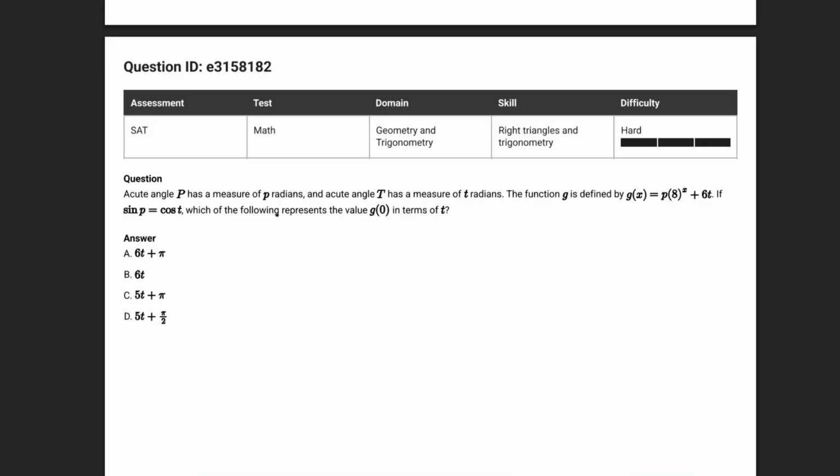To solve this question, we need to pay attention to this right here. It says sine of P, and P is the angle in radians, is equal to cosine of T. Anytime you have 2 angles and the sine of one angle is equal to the cosine of another, that means those 2 angles are complementary, which means they both add up to 90. So P plus T equals 90.